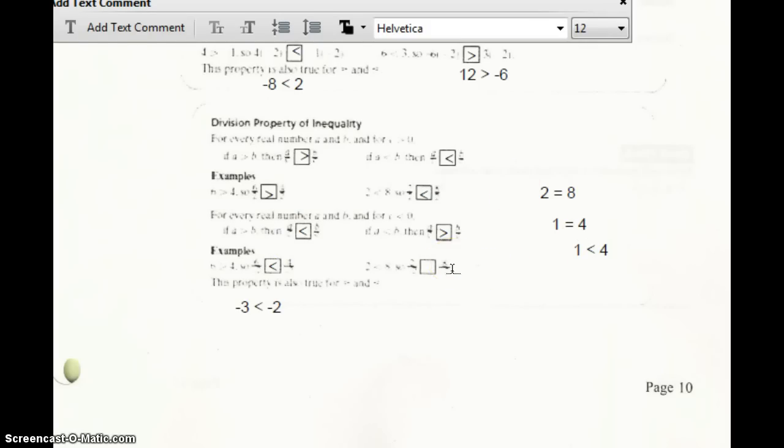Okay, so with this next one, we have that 2 is less than 8. So we're going to write that out, and then we divide both sides by -2. So if we divide both sides by -2, I'm going to get -1, and then I'm going to flip my sign to the greater than, and then 8 divided by -2 is -4.